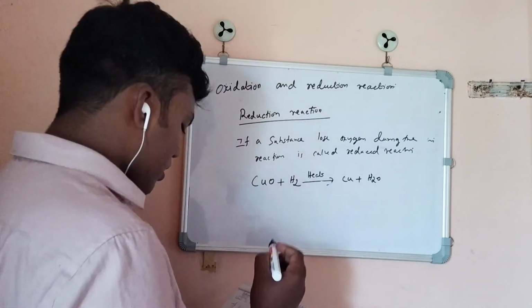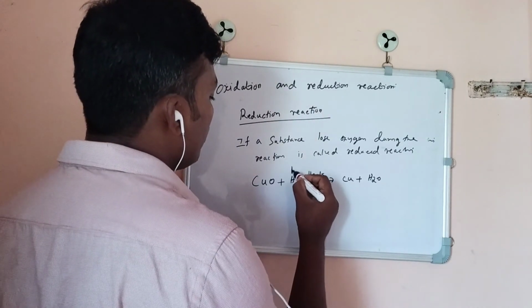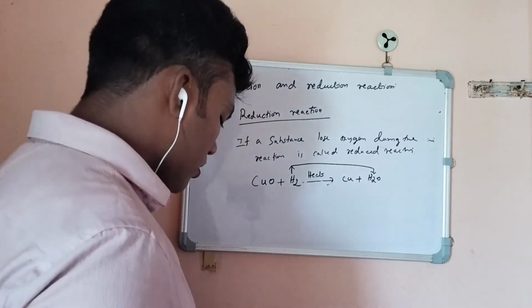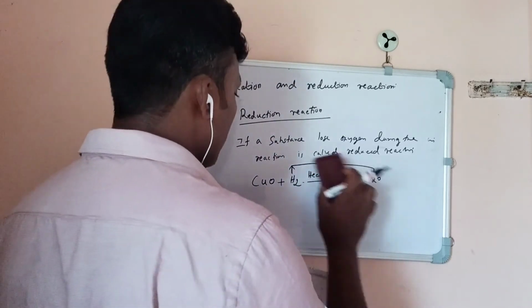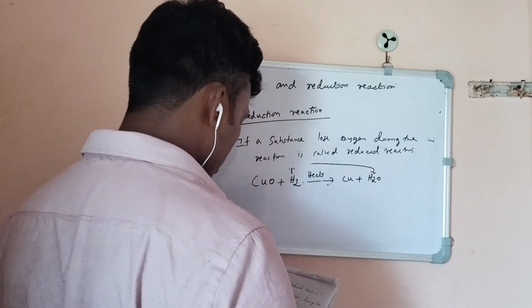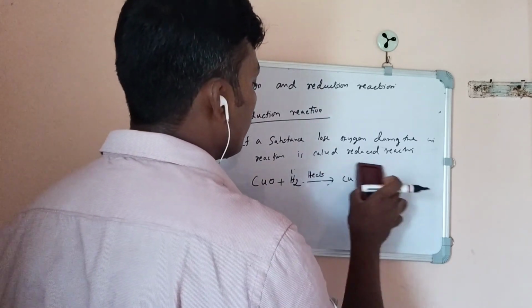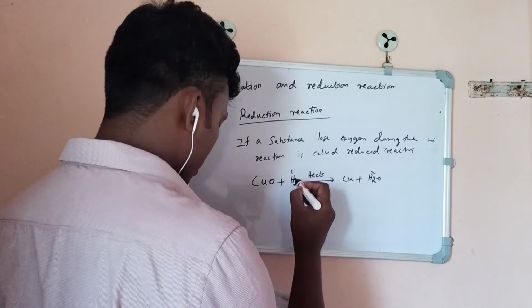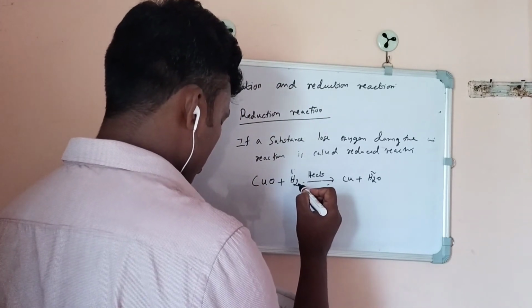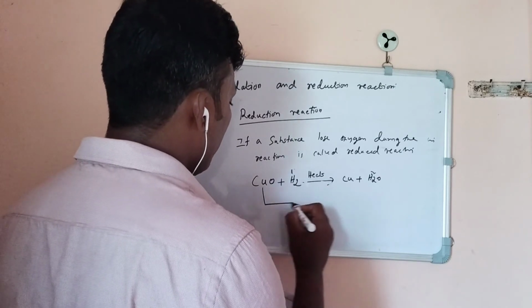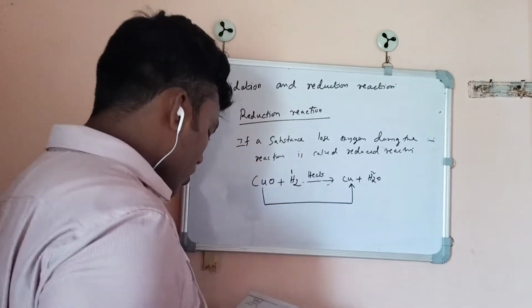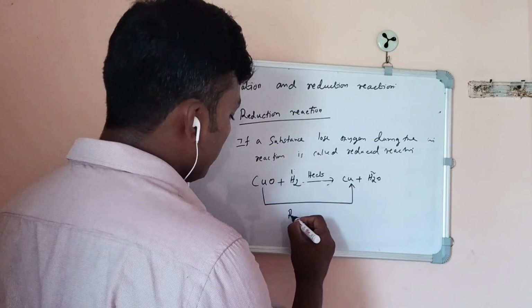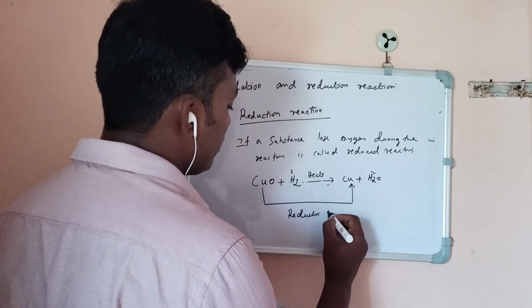Now the hydrogen is converted into water. Here the copper oxide is converted into copper. Here this is the reduction reaction.